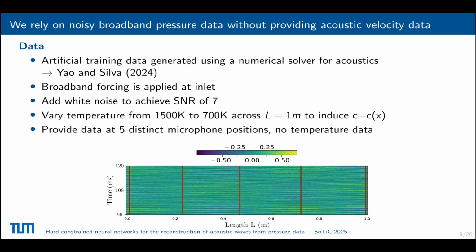And then we vary the temperature profile across a length of 1 meter from 1500 Kelvin to 700 Kelvin, which we do to induce a variable speed of sound. We then provide data at 5 distinct microphone positions equally spaced across the channel, and we do not provide any temperature data or acoustic velocity data, only pressure data.